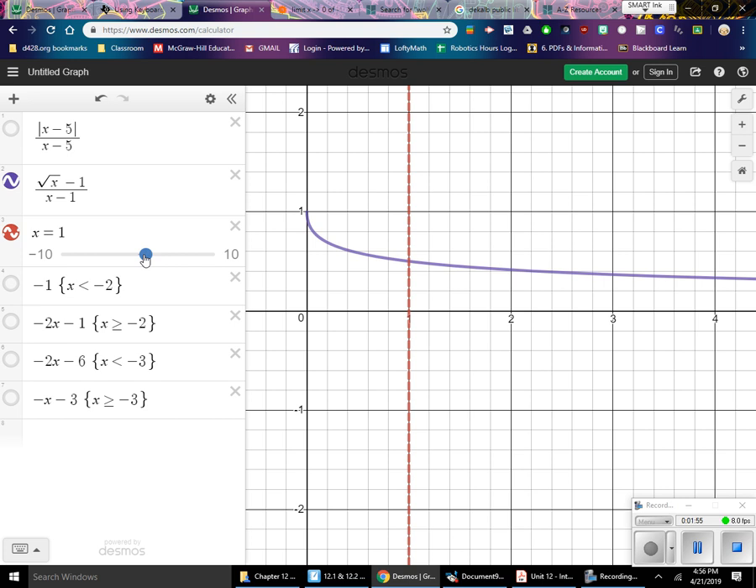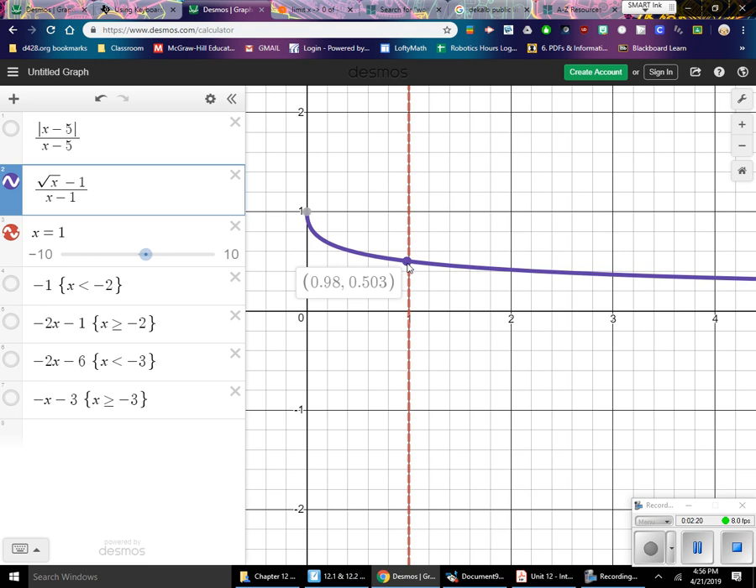A nice thing about DESMOS is if the function is defined there, you can actually click that intersection point. Notice in this case, the function is not defined there, so the intersection turns into an open circle. But I can scroll a little bit to the right, and I see a 0.499, and I can scroll just a little bit to the left and see a 0.50302, wigs out a little bit.